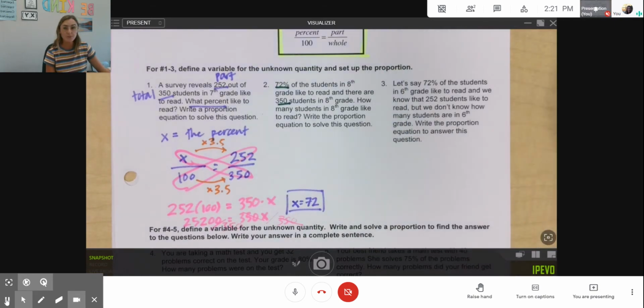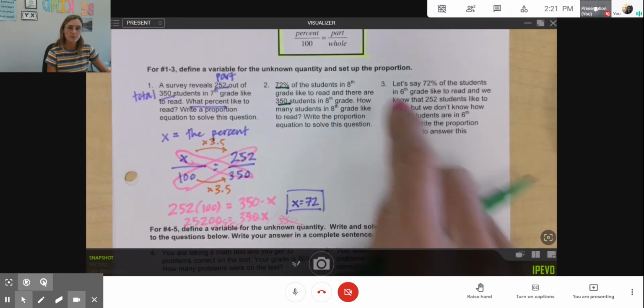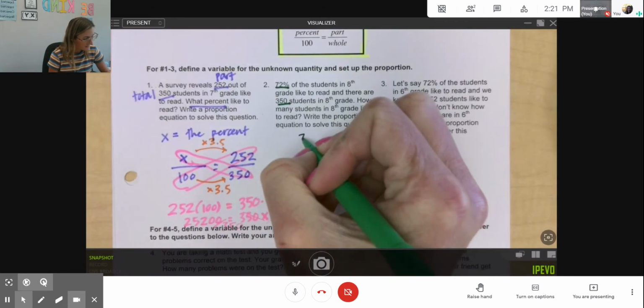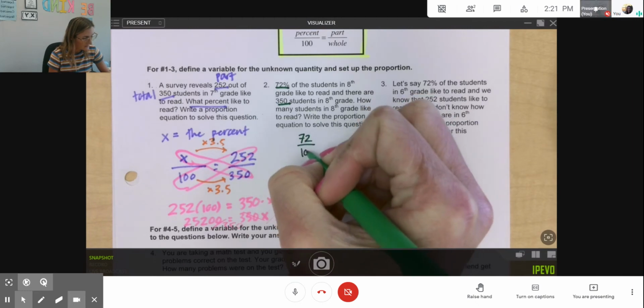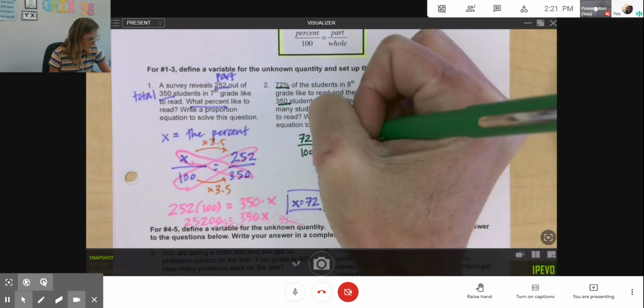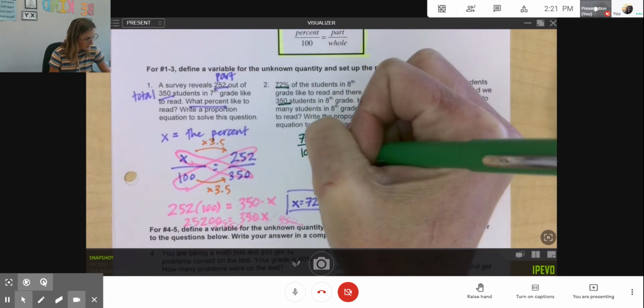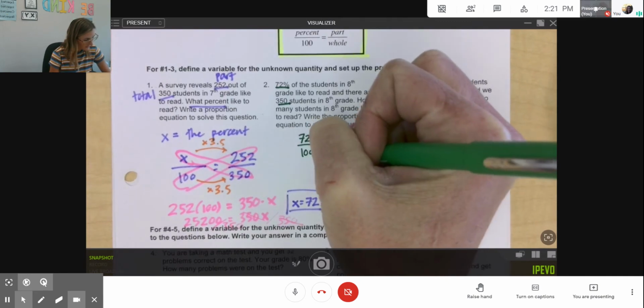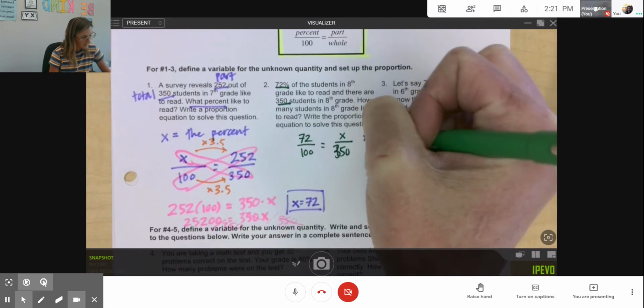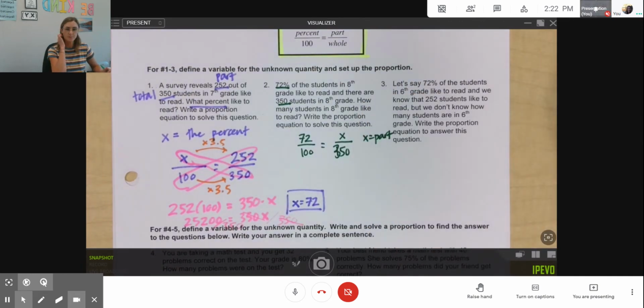So it gives you the percent this time. So if we're going to use this little proportion equation right here, it says 72 out of 100 is equal to the part out of the whole. We are now looking for the part. So we could write x is now the part, out of 350. So in this case, x is the part of students.